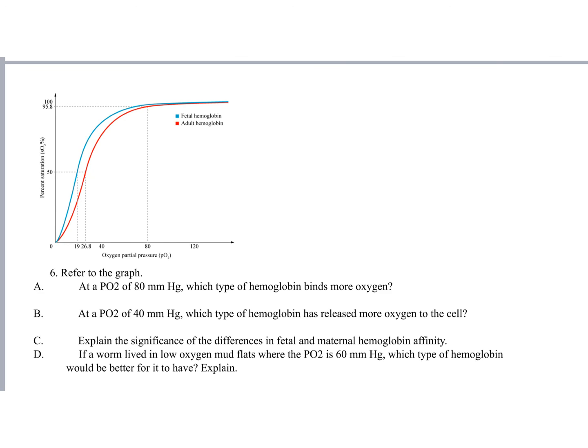Letter D. If a worm lived in low oxygen mudflats where the partial pressure of oxygen is 60 millimeters of mercury, which type of hemoglobin would it be better for it to have? So at 60, we're going to go right here. Which one do you want to have a higher affinity for oxygen so you make sure that you can claim the oxygen? It would be the fetal hemoglobin. So letter D is the fetal hemoglobin.